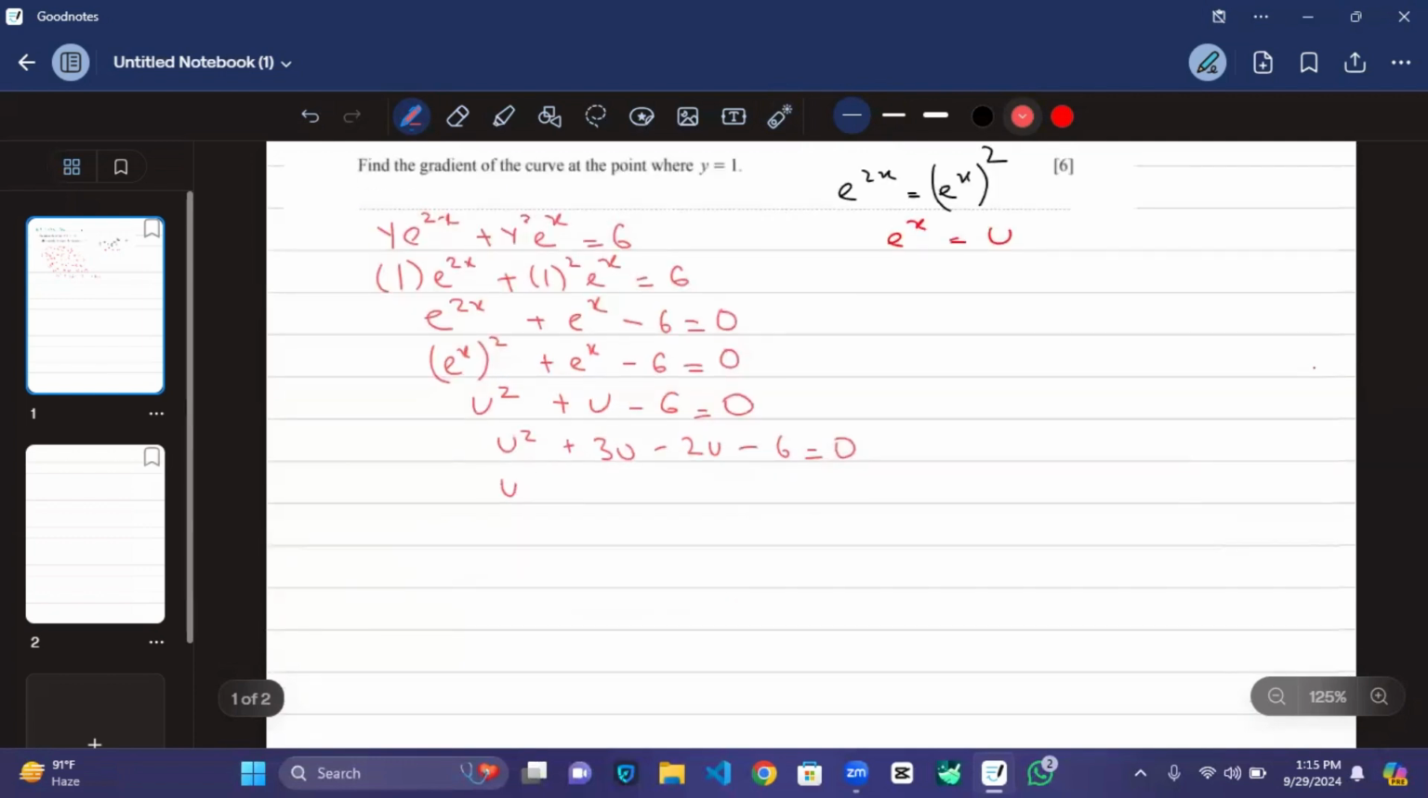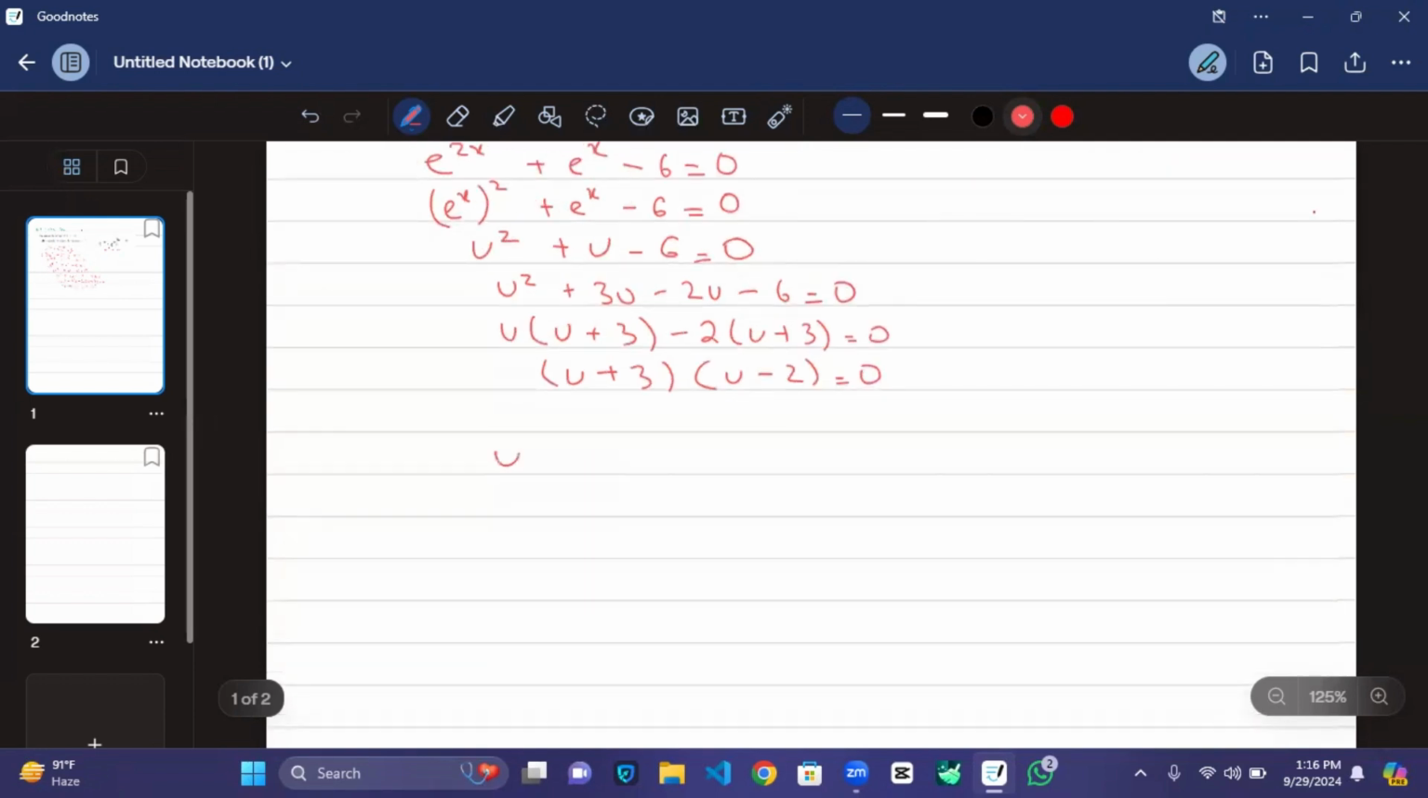Now let's take u common. It will be u plus 3. And here, let's take minus 2 common. It will be u plus 3 as well, is equal to 0. So it will be u plus 3 and u minus 2 is equal to 0. It will become u plus 3 is equal to 0 and u minus 2 is equal to 0. So the value of u is minus 3 here and the value of u is 2 here. Now let's replace u with e to the power x again. So it will be e to the power x is equal to minus 3 and e to the power x is equal to 2.